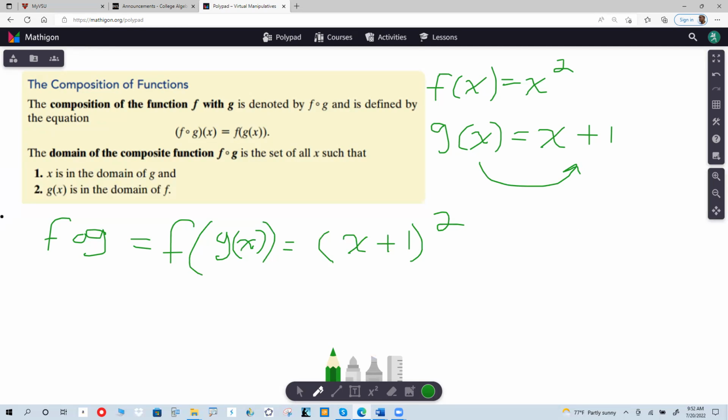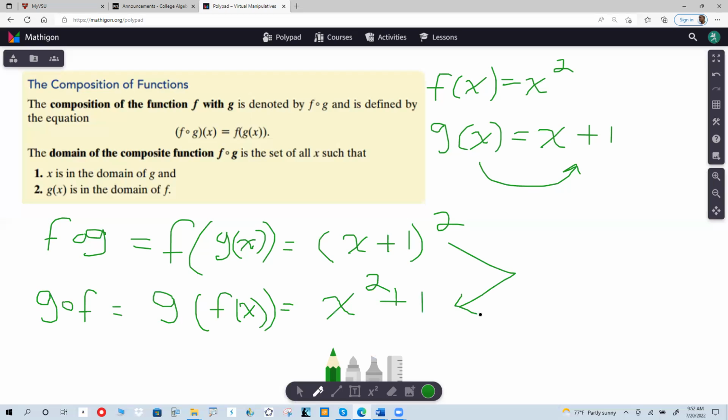Let's do one more. What about the same two functions, but this time I'm going to do g composition f. Well, what's that supposed to mean? Start with g, and inside, plug in the whole function f of x. And what's g? g is the second function, x plus 1, but instead of x, you're going to put f of x. But what's f of x? x squared. So they are two different functions. Don't think they're the same.